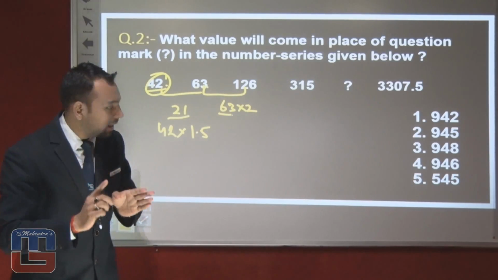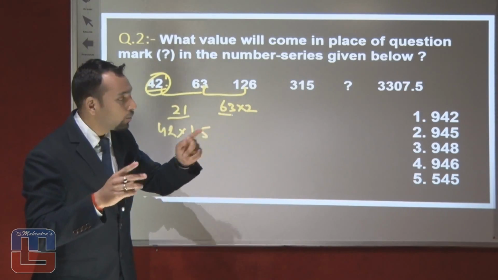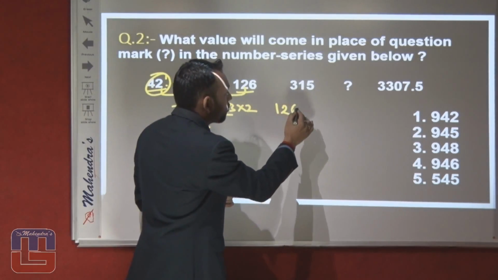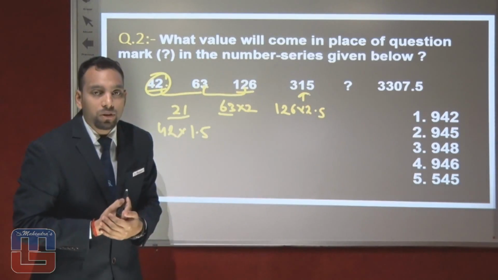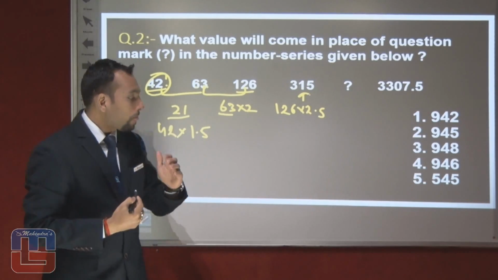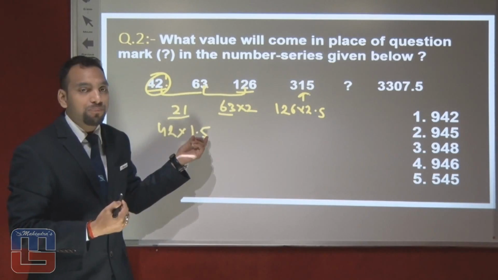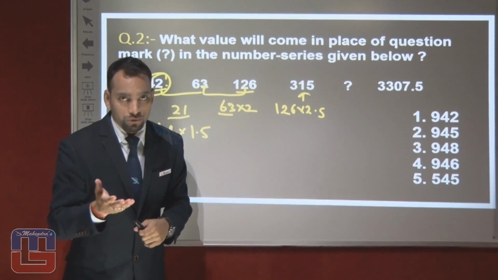So the logic is something like 1.5 into 2, so the next one should be 2.5. Now see, if you multiply this 126 into 2.5, you will get 315. Right? So the logic behind this number series is multiplication by decimals. First one is 1.5, then 2, then 2.5. So the next one will be 3.